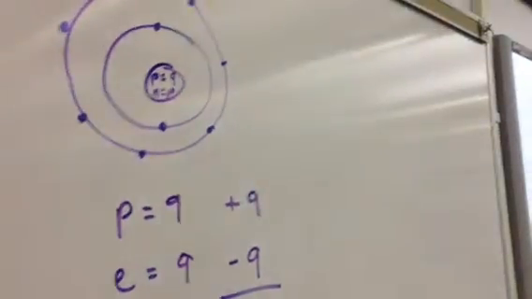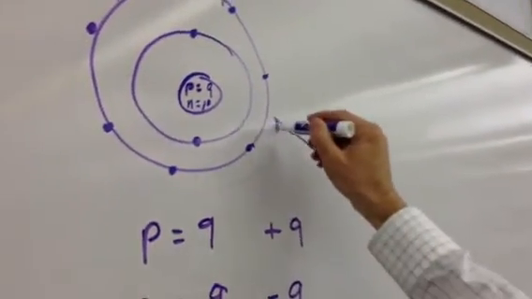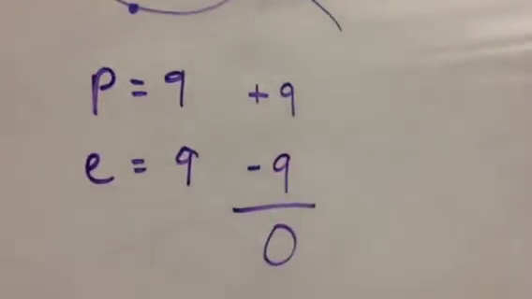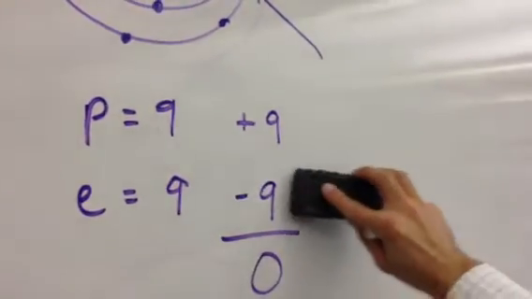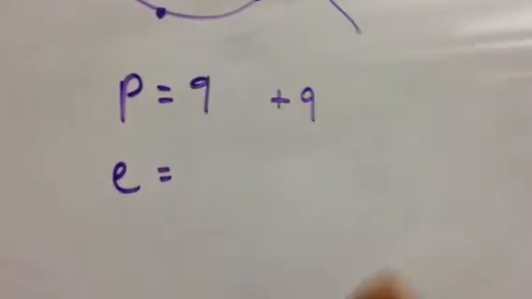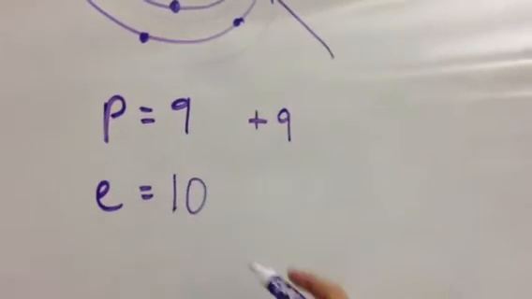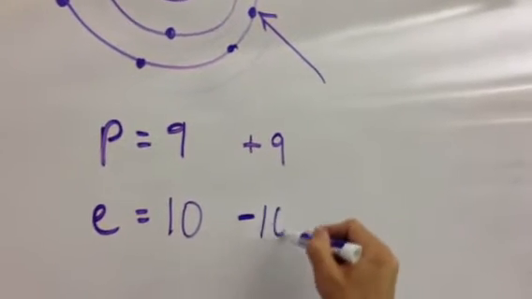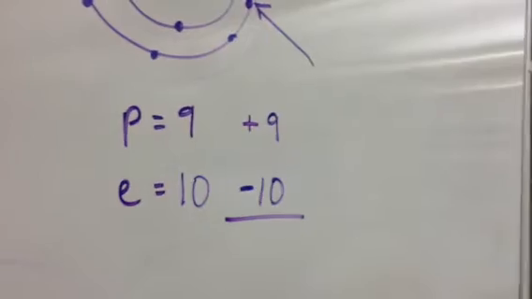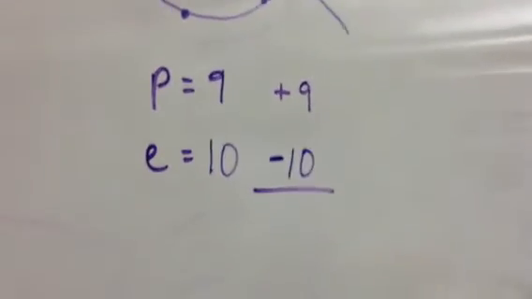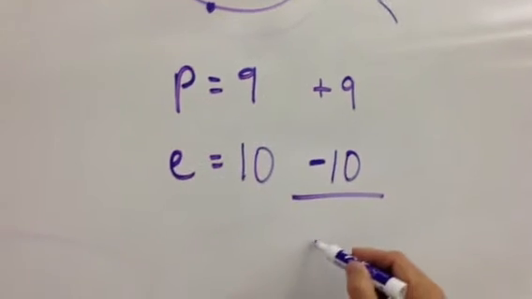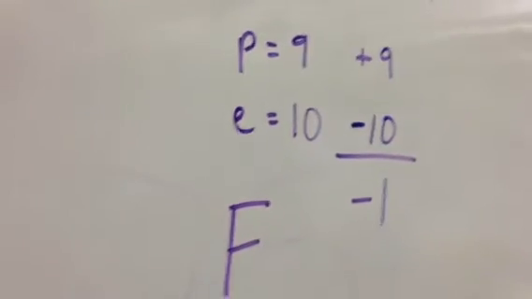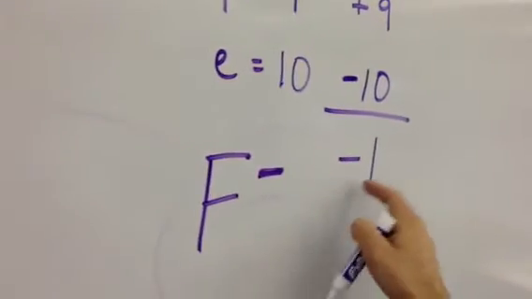Now, the thing is that typically fluorine likes to gain one more electron. So if it gains one more electron, what happens to our number of electrons? Our number of electrons goes from being 9 to 10. So our total number of negative charges from electrons is minus 10. So the overall charge for fluorine is going to be minus 1. So that's why we would write the fluorine ion as F minus, because it has a minus 1 charge.